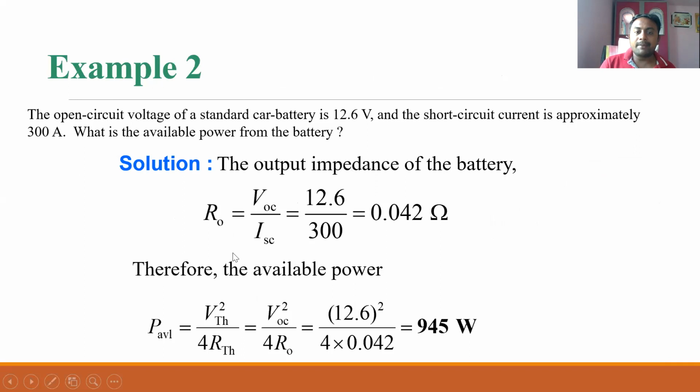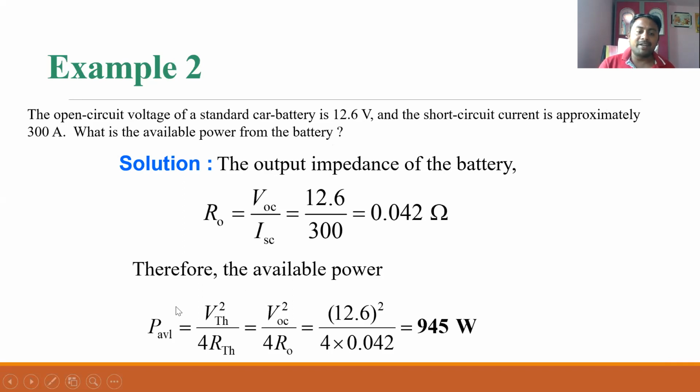Okay. So similarly, I am doing a small example. The data given is the open circuit voltage of a standard car battery is 12.6 volts and a short circuit current of approximately 300 amperes. So we have VOC, the open circuit voltage, of 12.6 volts and a short circuit current of 300 amperes. What is the available power from the battery? To calculate that, we know that the resistance R equals VOC by ISC, that is voltage by current. Voltage 12.6, 300 amperes. So the resistance is 0.02 ohms.